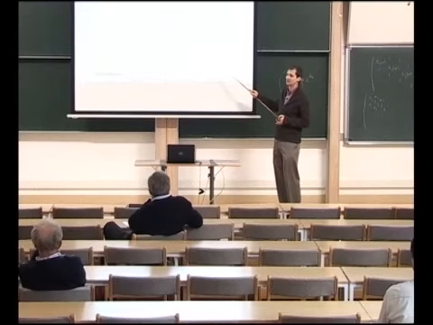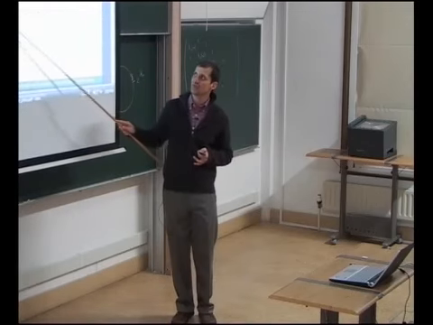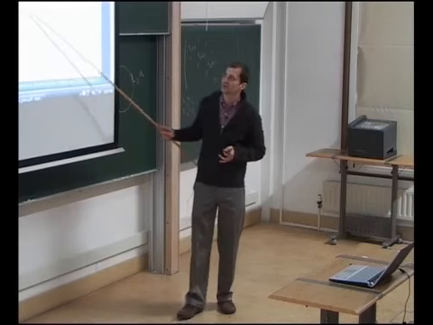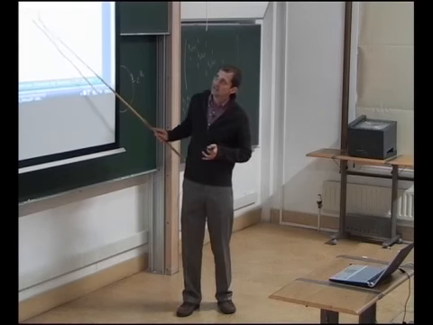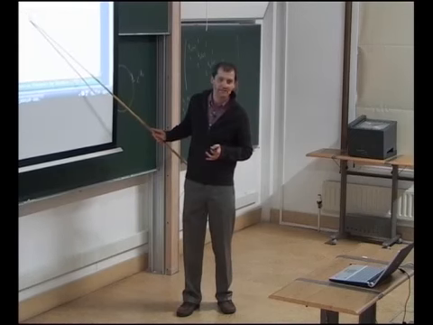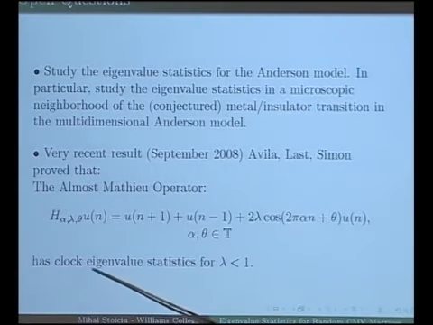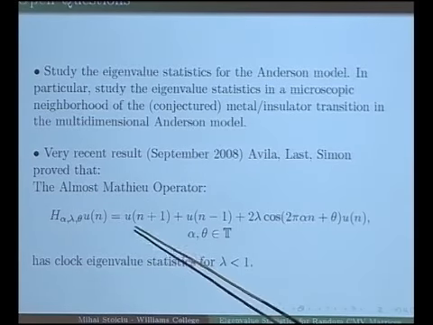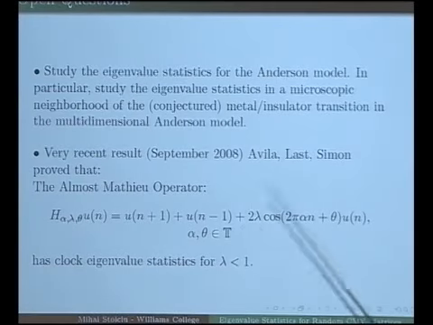Good. Thanks. Interesting. So before I show you one numerical simulation: less than a month ago, at the end of September, Avila, Last, and Simon proved the following result. If you take the almost Mathieu operator, which is this Schrödinger operator with not so much randomness, in the case of AC spectrum, so when lambda is smaller than 1, they proved the clock eigenvalue statistics.